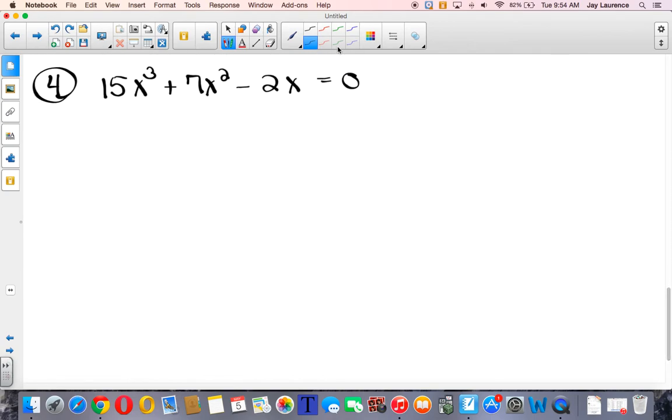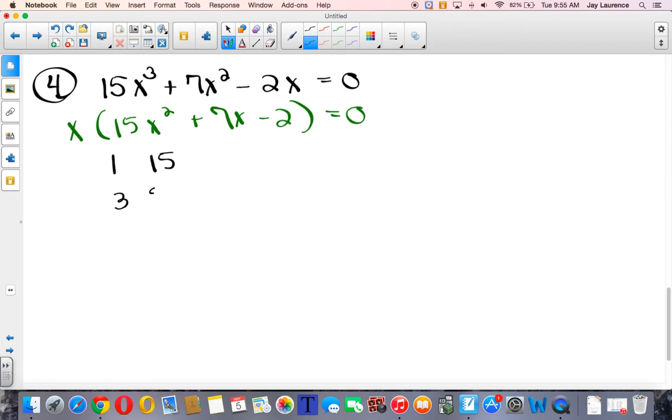Okay, I don't see a GCF in it. I don't see a, oh, I do see a GCF. See that x? I'm going to pull an x out. I'm going to have a 15x squared plus a 7x minus 2, and that'll equal 0. Now, inside there I have a trinomial, but it's not a perfect square trinomial. A is not 1, so I'm going to have to list a couple sets of factors. I'll have to list the factors of 15, which there aren't that many, and the factors of 2.